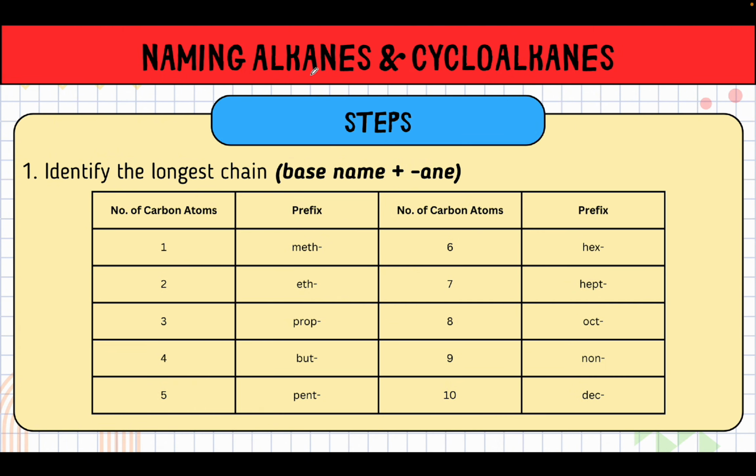So since we're talking about alkanes, the name would end in "ane." And the prefix that you're going to use depends on the number of carbon atoms. So if you have 1 carbon atom, that's meth. 2, eth. 3, prop. 4, but. 5, pent. Okay? So that's it.